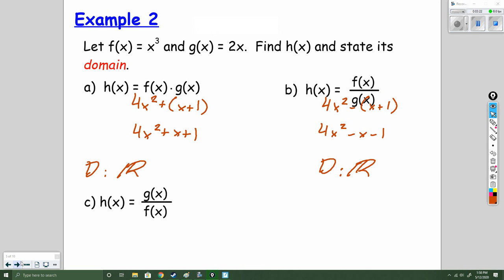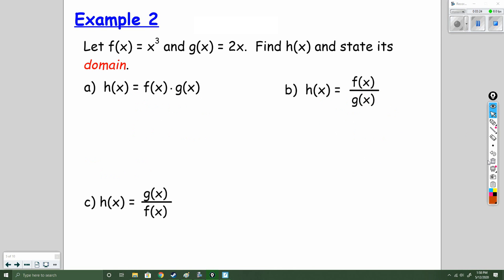All right, moving on to example 2. Let's check out multiplication and division. Now let's say f of x is x cubed and g of x is 2x. If we want to write f of x times g of x, that's x cubed times 2x. And of course, we could simplify this, and that would be 2x to the 4th. And that would be our new function.